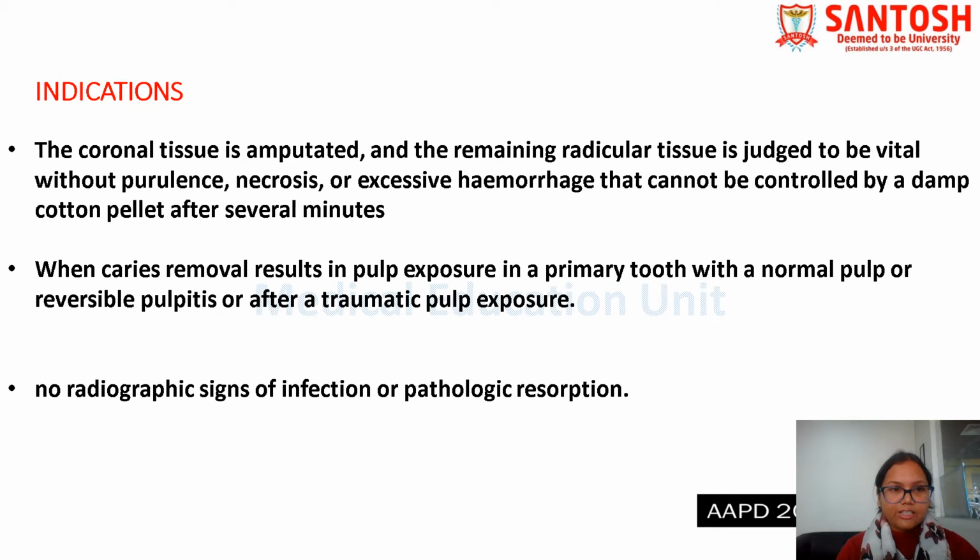So the indications for pulpotomy are: if the coronal tissue is amputated and the remaining radicular tissue is judged to be vital without purulence, necrosis or excessive hemorrhage that cannot be controlled by a damp cotton pellet after several minutes. Ideally, the time should be 1 minute. When the caries removal results in pulp exposure in a primary tooth with a normal pulp or reversible pulpitis, or after a traumatic pulp exposure. Also, if there are no radiographic signs of infection or pathologic resorption.